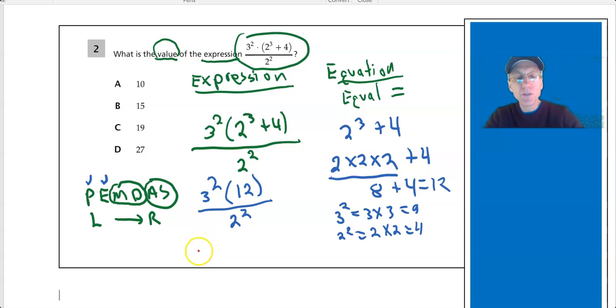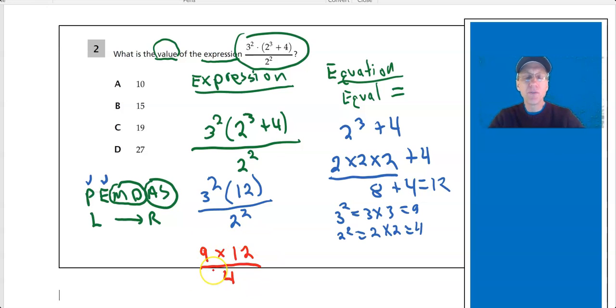I'll do a different color. So now we have 9 times, and I'm going to take this out of the parentheses and just put a times sign, times 12, because that's what that means. Up against the parentheses, no multiplication sign or anything, that means times. 9 times 12 over 4. Okay? 9 times 12 over 4.